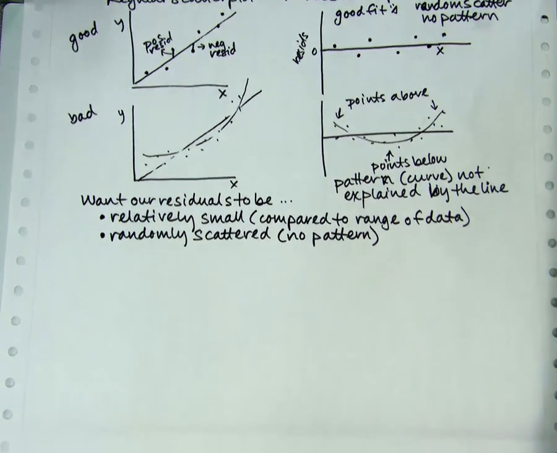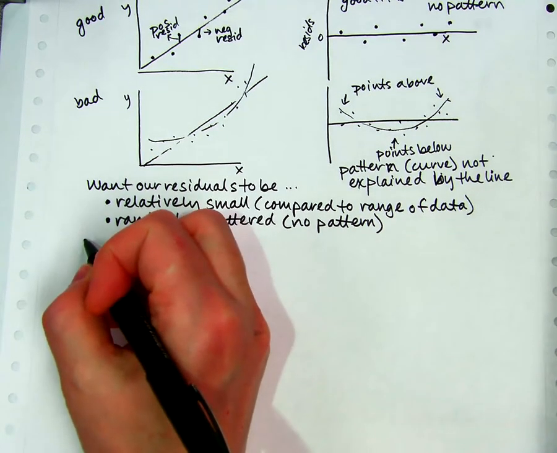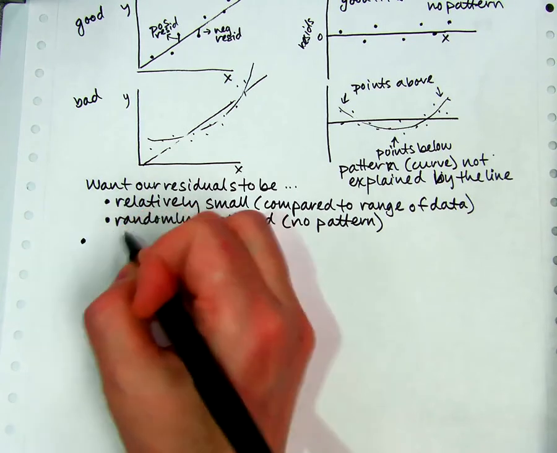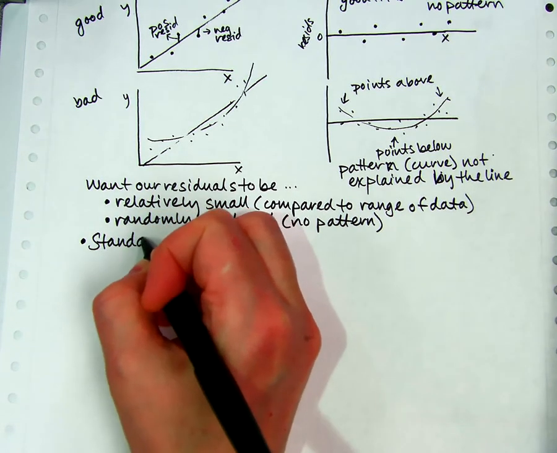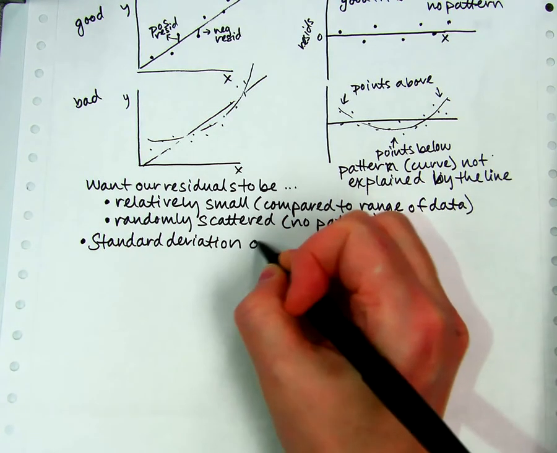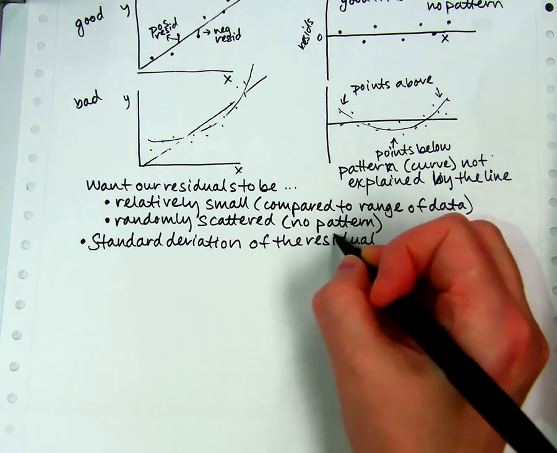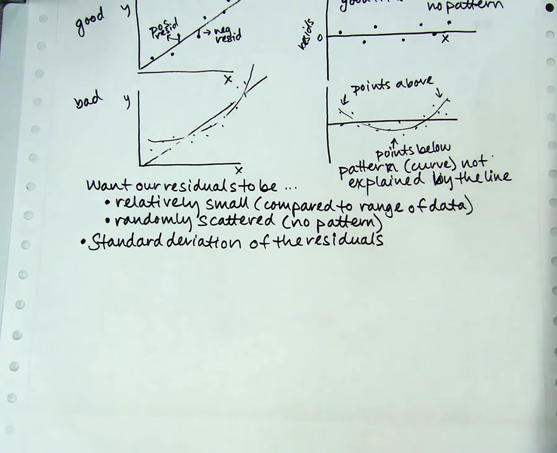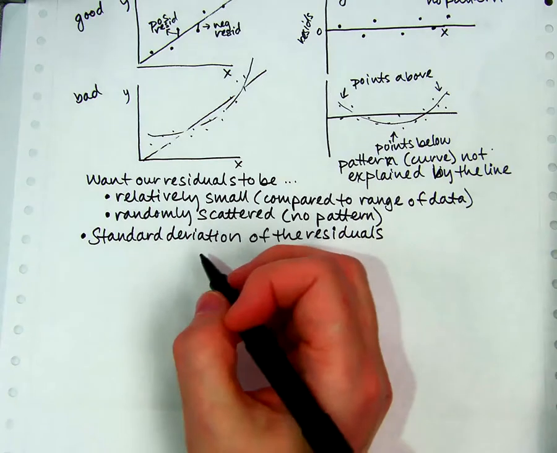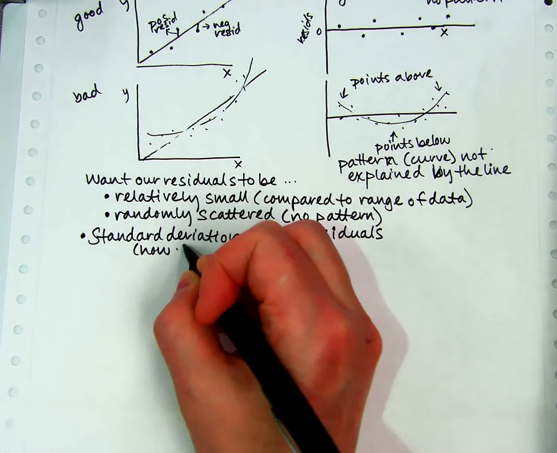So the randomly scattered thing, you're mostly going to tell by looking at the residual plot. The relatively small thing, there's a couple of ways of measuring that. The two ways that we're going to measure it is, first of all, you can find the standard deviation of the residuals. Most of the time, when you're looking at computer output, it'll give you that. I'll show you how to do it on the calculator later, but for this first assignment, they're just going to give you that value. But we're talking about how far off those predictions are on average.